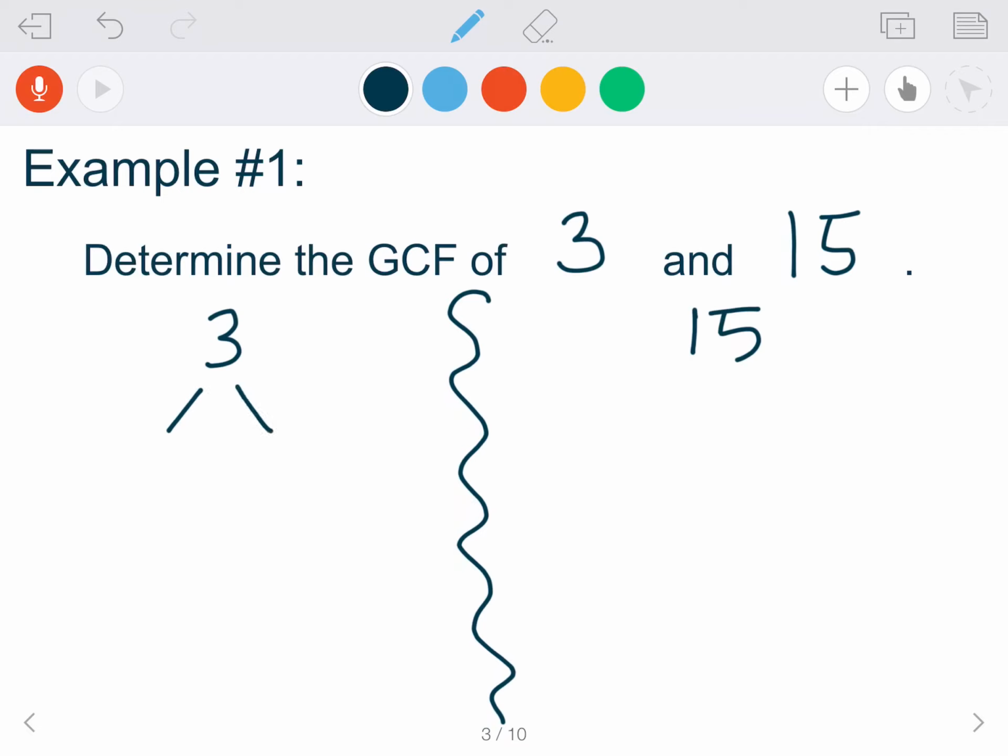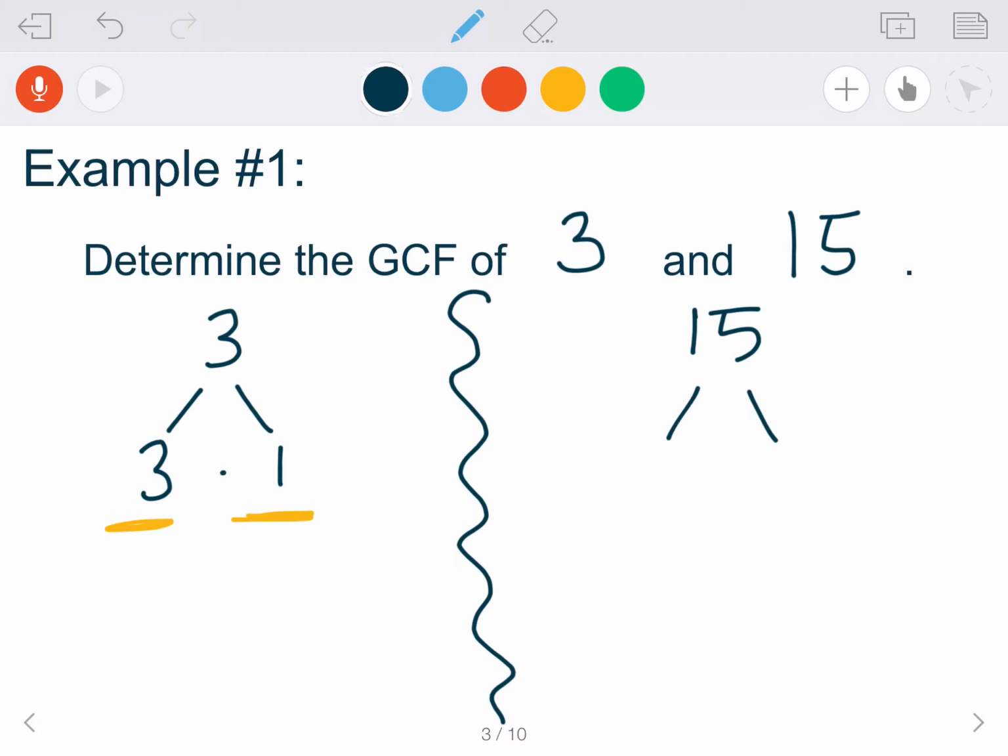For 3, let's create these branches. What are the factors of 3? What two numbers can we multiply together to give us 3? All I can think of are 3 times 1. And when you get to this stage where you have some number times 1, you can go no further with that. That means you have found a number's prime factorization. So I will underline all prime numbers in yellow. Let's do the same thing for 15.